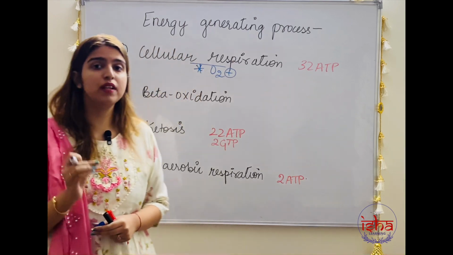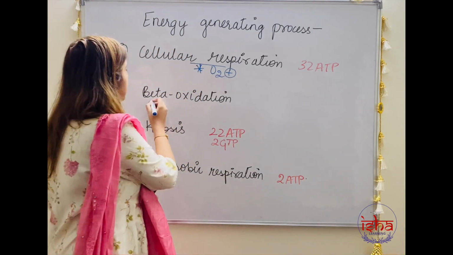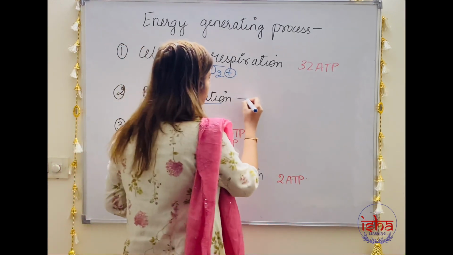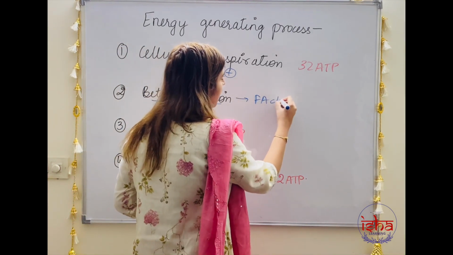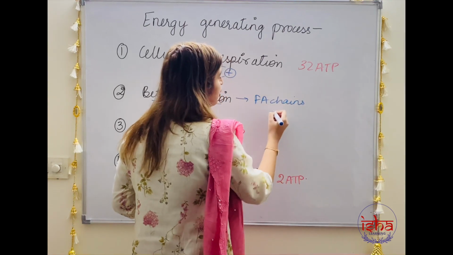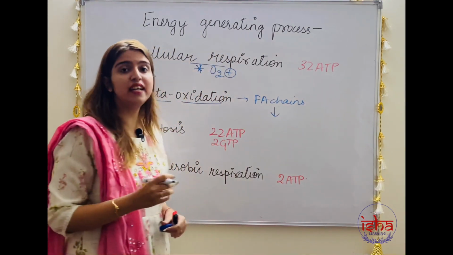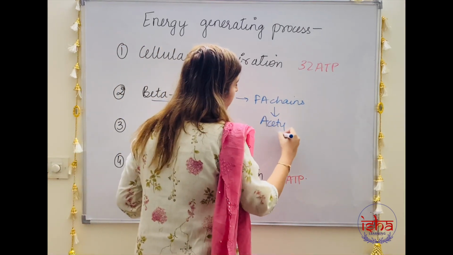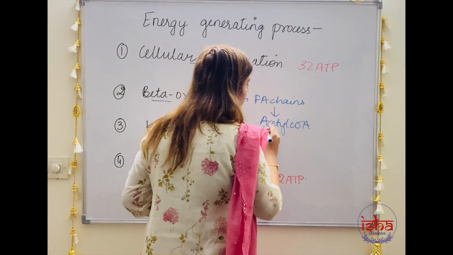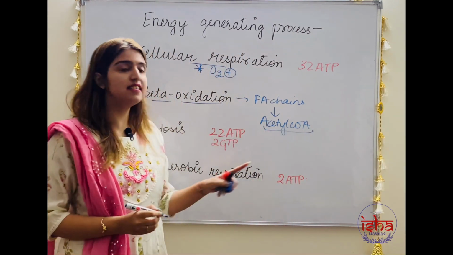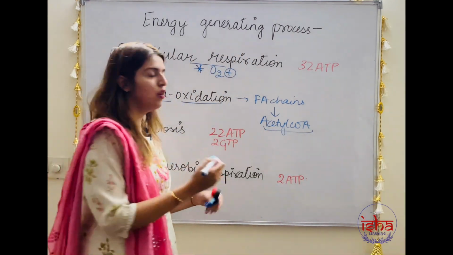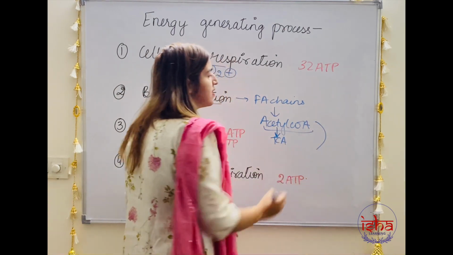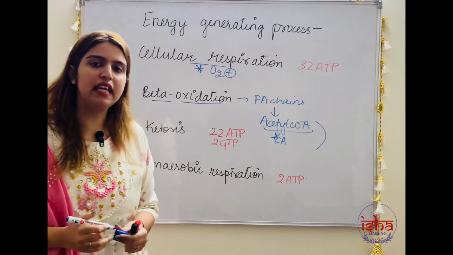Another mechanism that yields ATP is beta oxidation. What is beta oxidation? You see, the fatty acid chains are shortened permanently. Due to this shortening, we get a molecule that is known as acetyl coenzyme A. As we are also going to look at in this series, this acetyl coenzyme A will further go into the TCA cycle, and this is going to give us some amount of energy, some ATP.